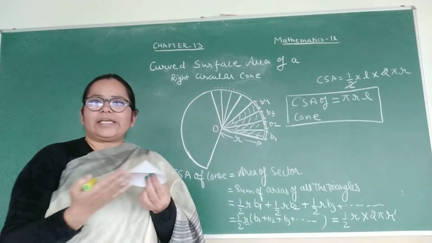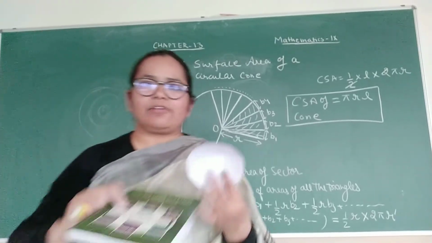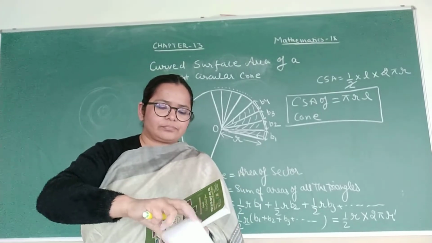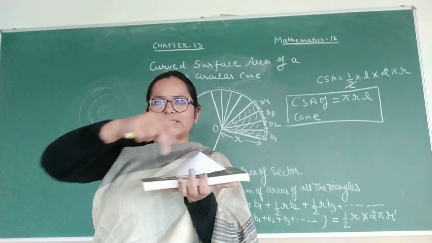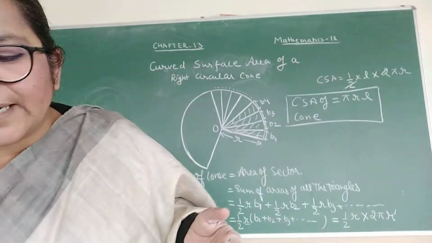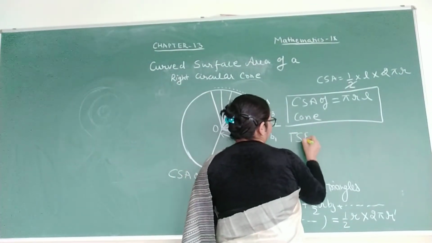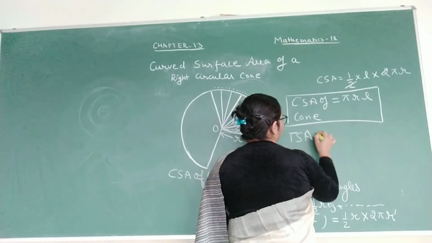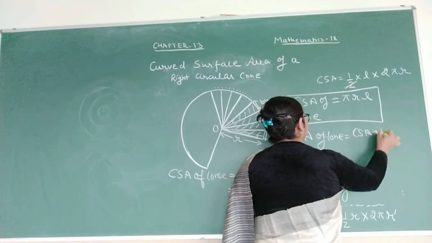Now if you add the area of the base also, if I put this cone on a surface like this, then the base is a circle. So that area of the base circle will also be included and we'll get the total surface area. Means TSA of cone is equal to CSA plus base area.